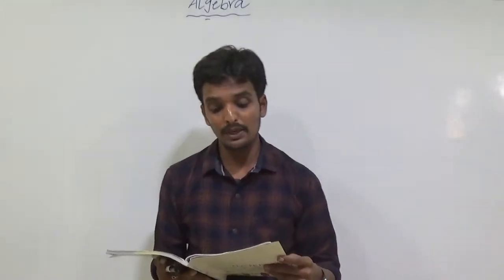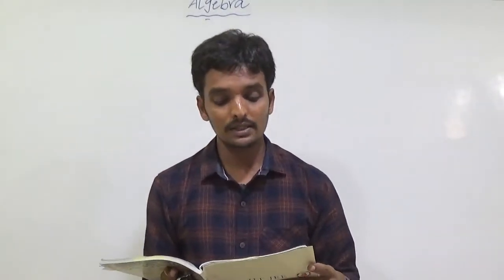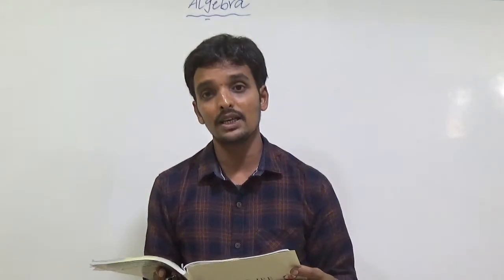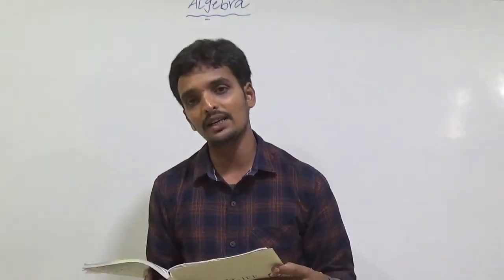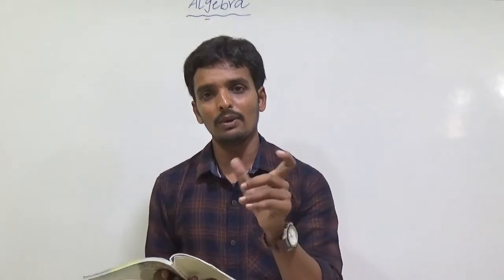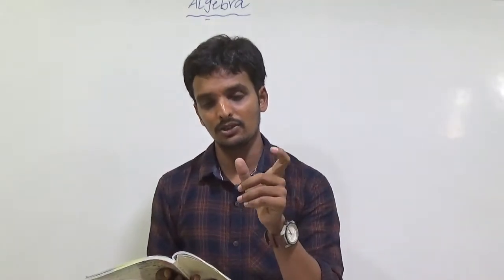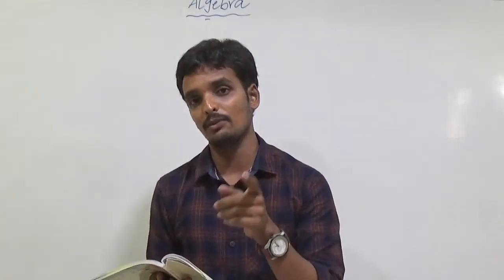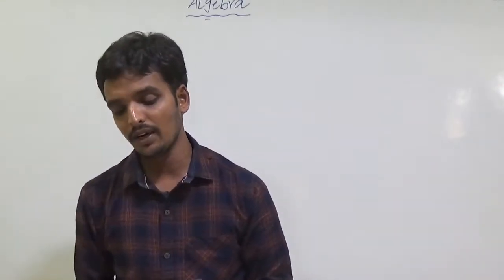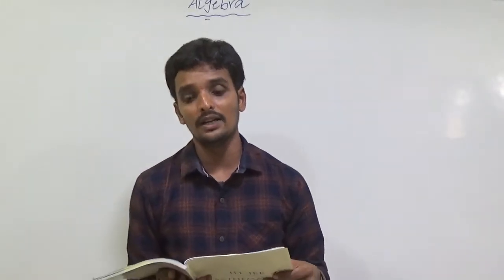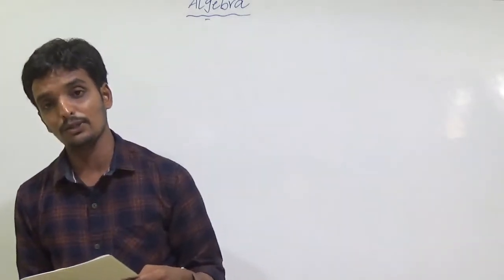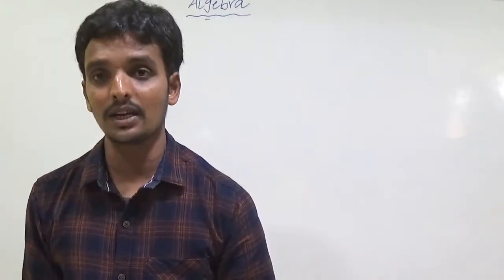Now, the sixth question, a reasoning type question. Statement 1: if (a plus b plus c) into (a square plus b square plus c square minus ab minus bc minus ca) is simplified, that means we have to multiply both, then the expression is a cube plus b cube plus c cube minus 3abc. We have to check whether that is right or wrong.